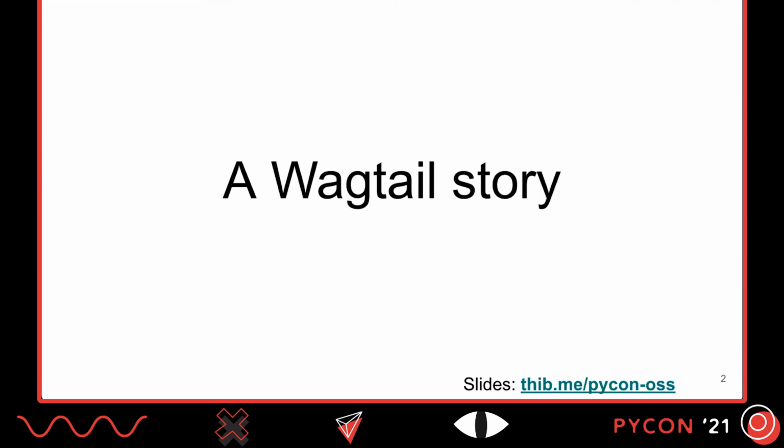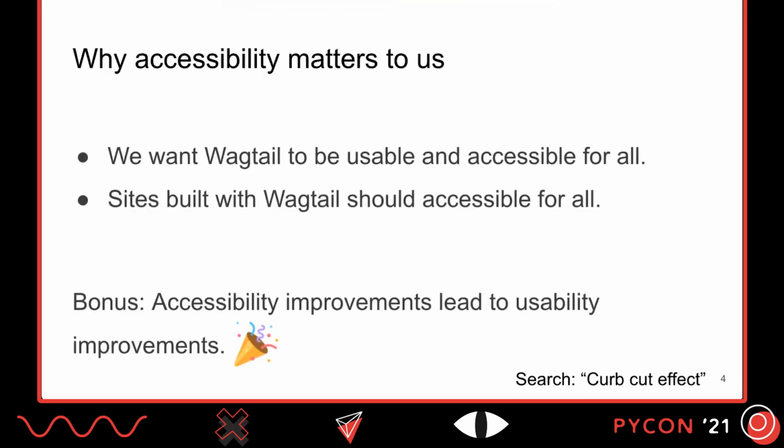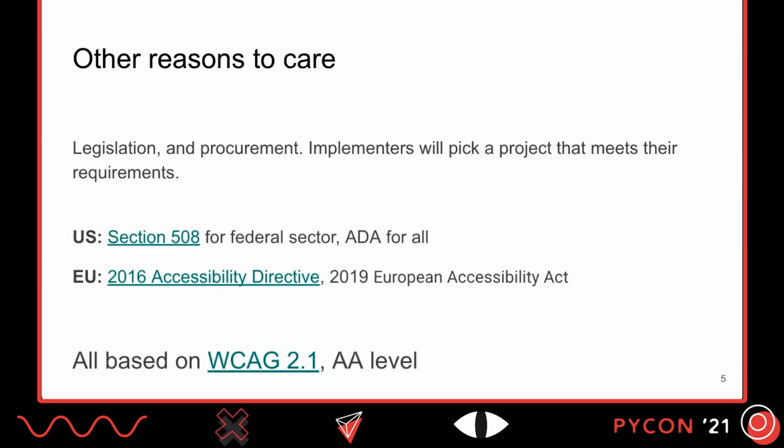So Wagtail is a CMS that people use to build websites. When it comes to why we care about accessibility, there are essentially two reasons. One of them is we want the Wagtail admin to be accessible to as many people as possible. And the other is we want the sites actually built with Wagtail to be as accessible as possible. So these are the two main reasons for end users. And then as a project, there are definitely a few more reasons.